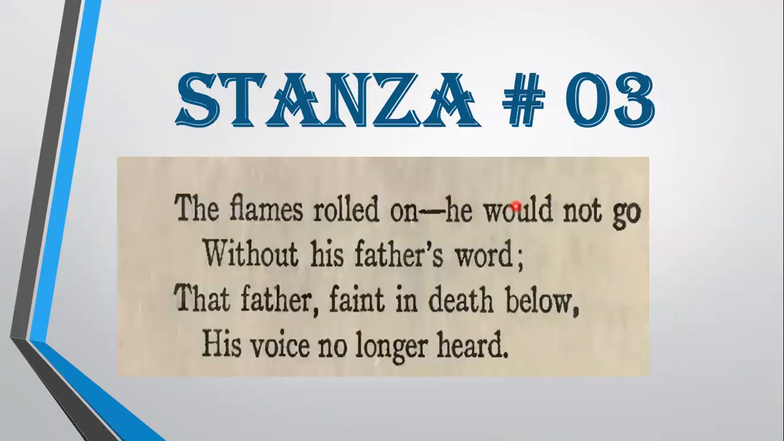Now we have stanza number 3. The flames rolled on, he would not go without his father's word, that father faint in death below, his voice no longer heard. Okay, now the writer is saying the flames rolled on. Rolled on means they are increasing slowly, gradually. They are becoming higher.